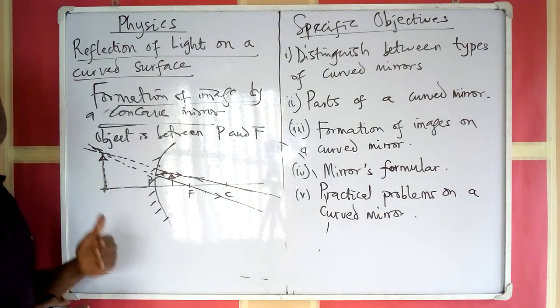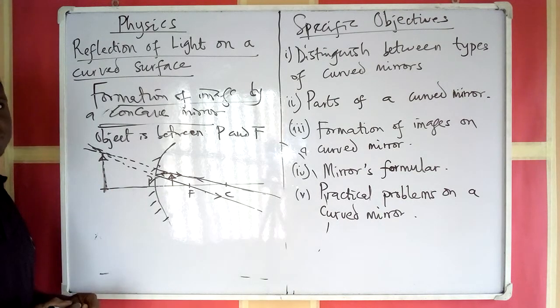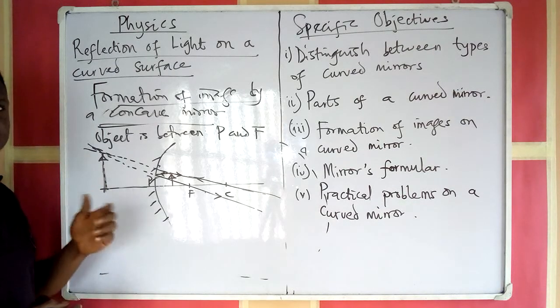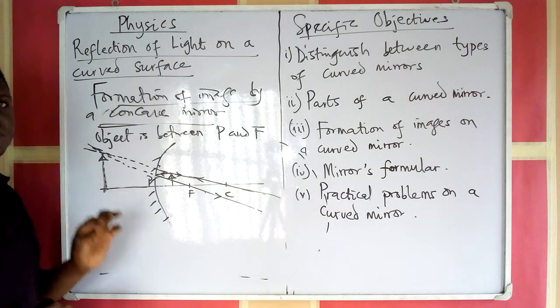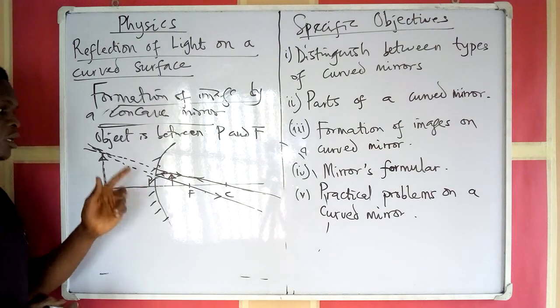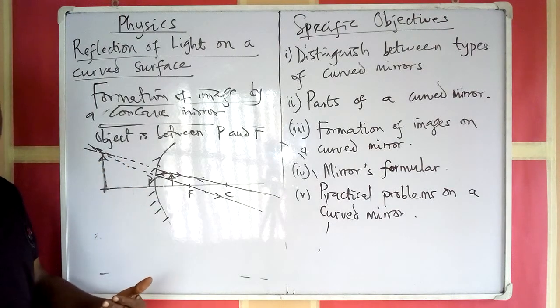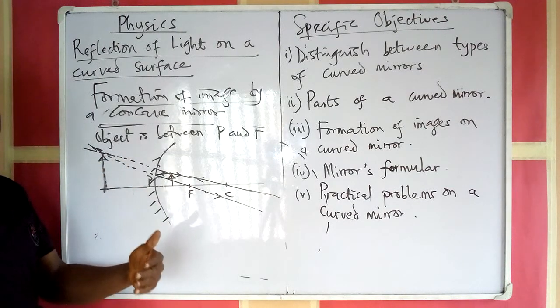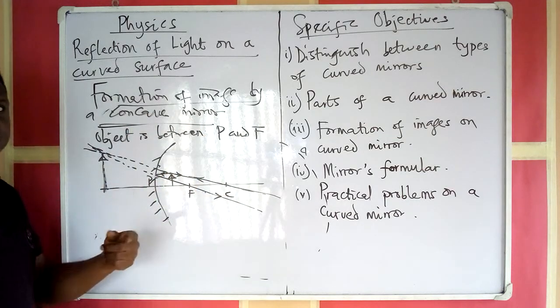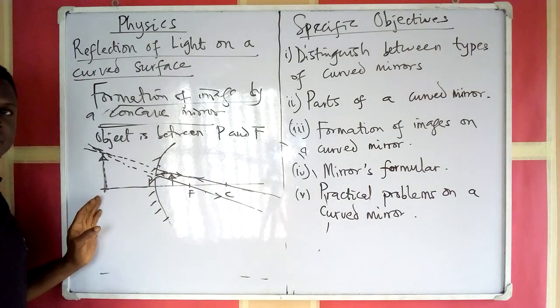The ones that can be caught on a screen and the ones that cannot be caught on a screen. The ones that can be caught on a screen are real images, while the ones that cannot be caught on a screen are called virtual images. So you see, just like when you look at yourself in a plane mirror, you will see yourself, but you cannot catch yourself on a screen behind it. The same thing happens here too.